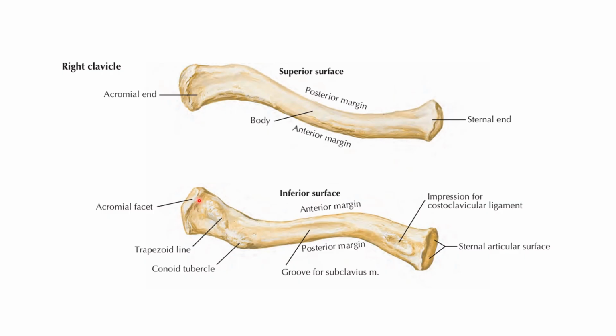Then we have the acromial surface, acromial facet, we have the trapezoid line. Then we have the conoid tubercle, then we have the groove for the subclavius muscles. Then we have the sternal articular surface. So this is the surface whereby the clavicle articulates with the sternum. Then we have the impression for the costoclavicular ligaments.